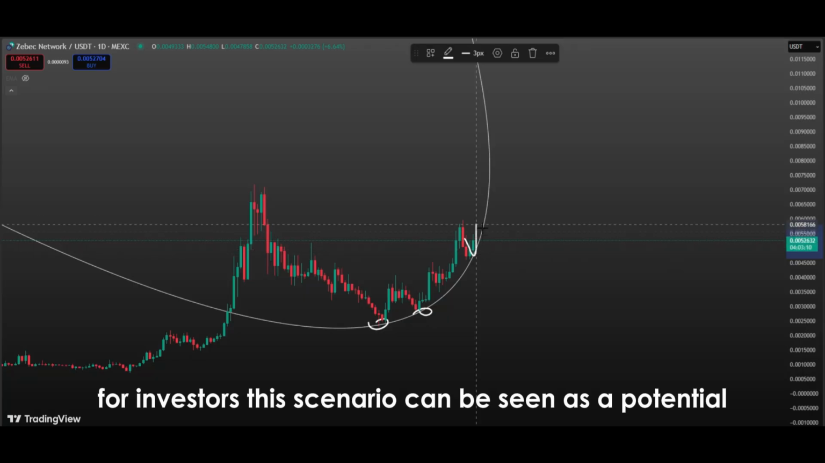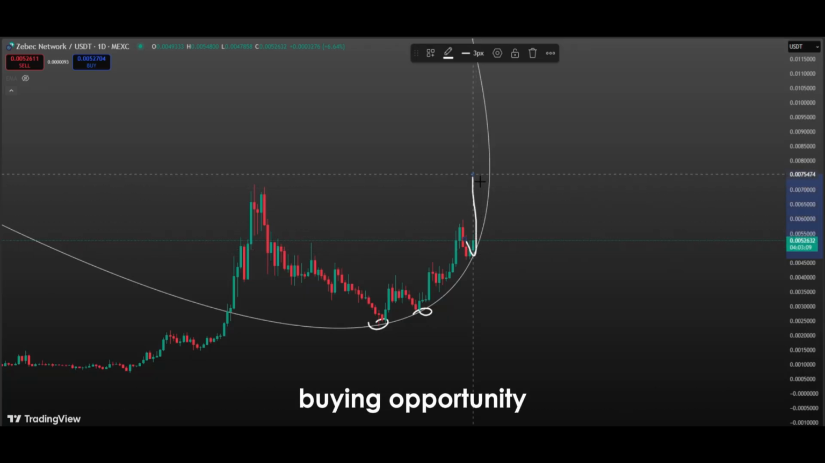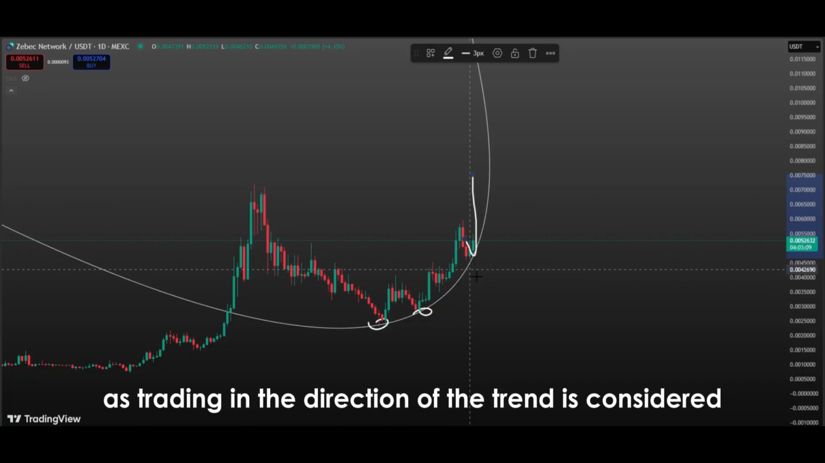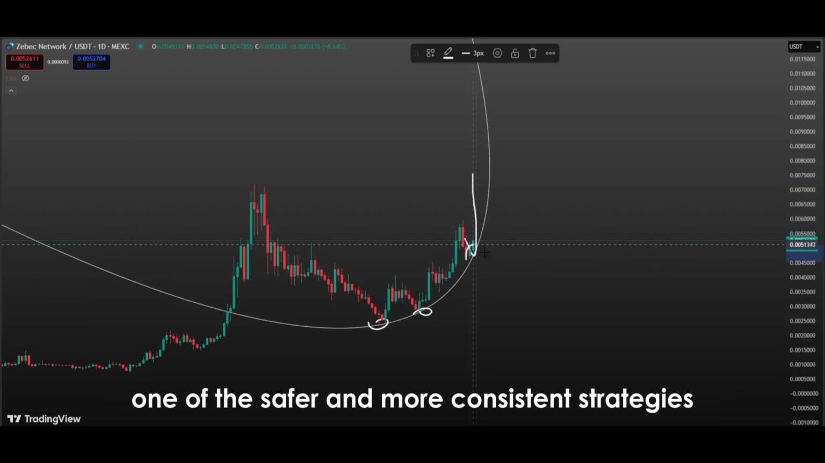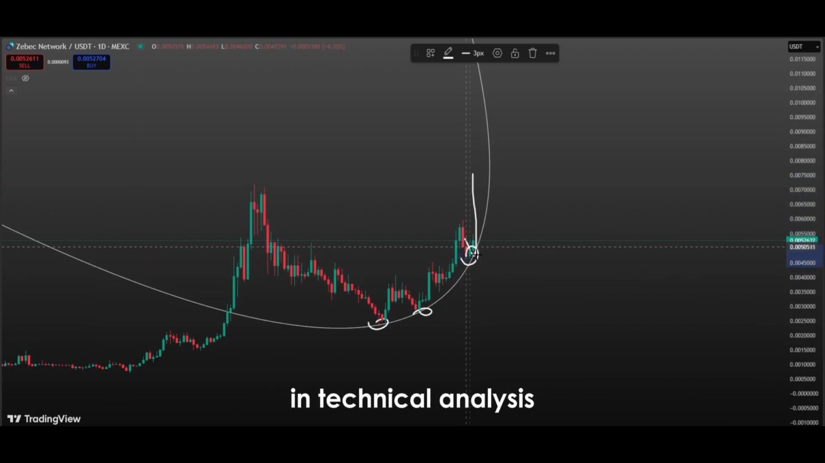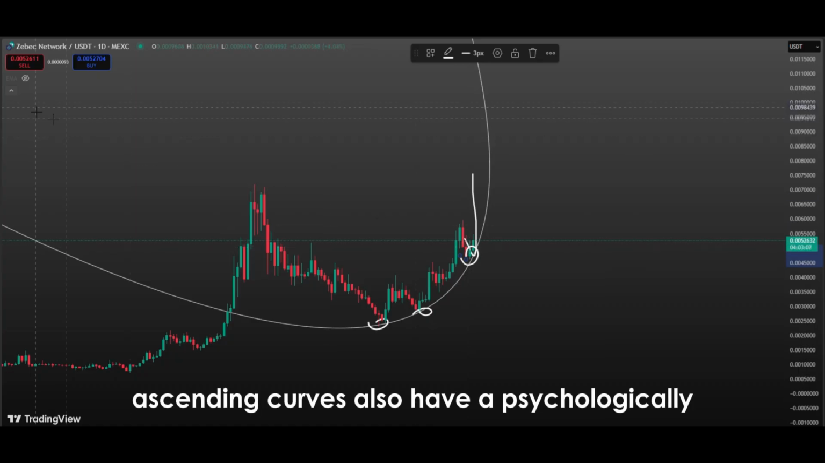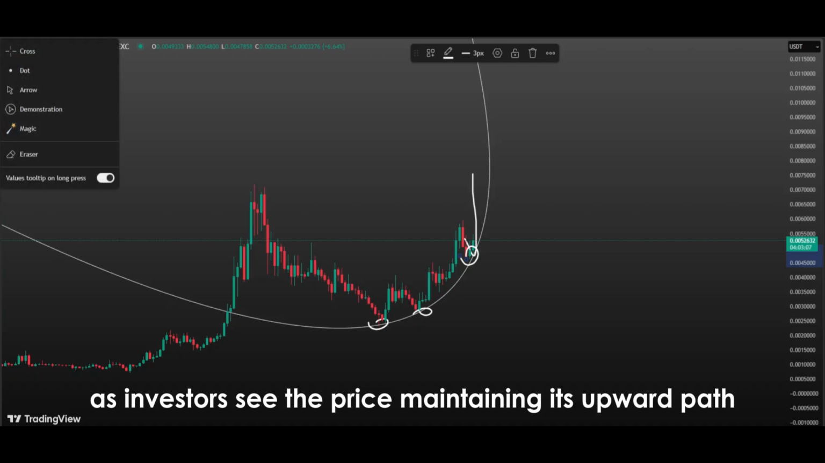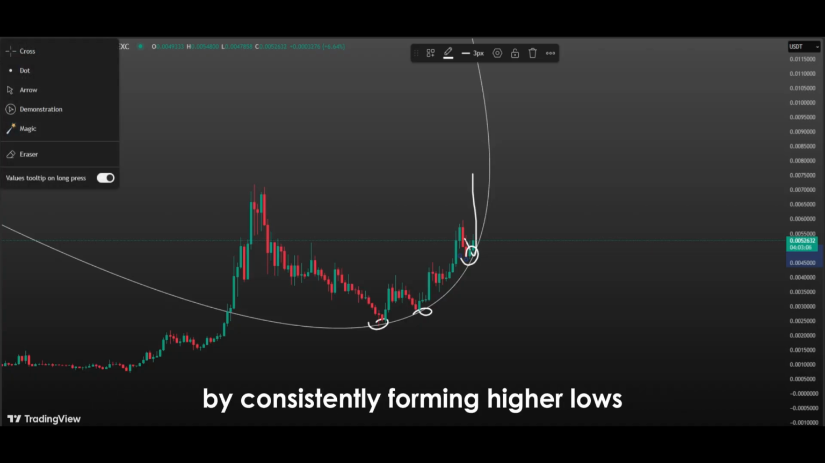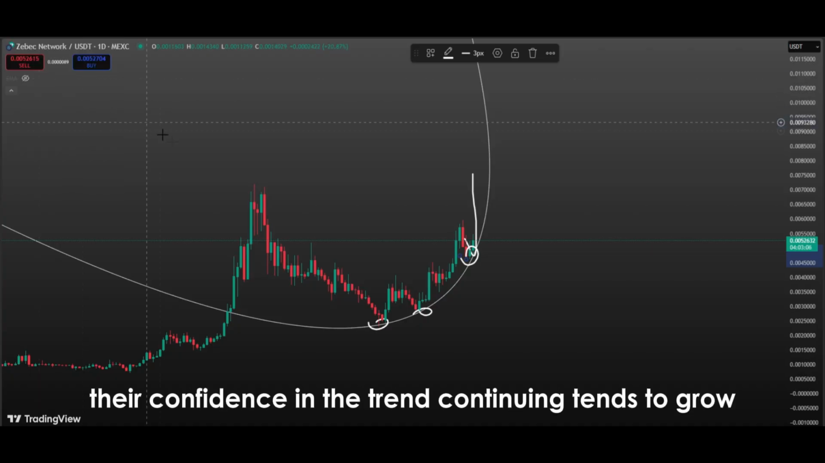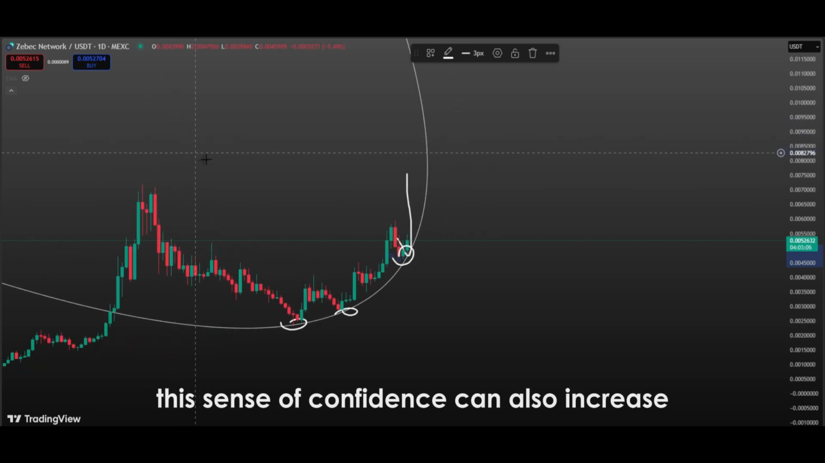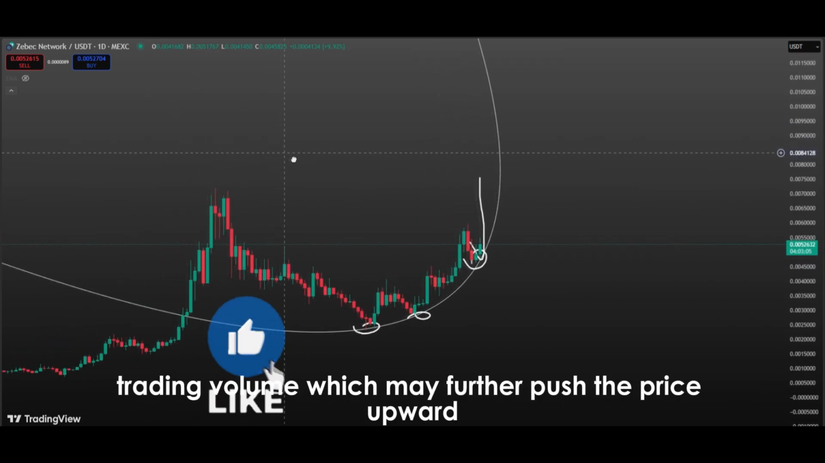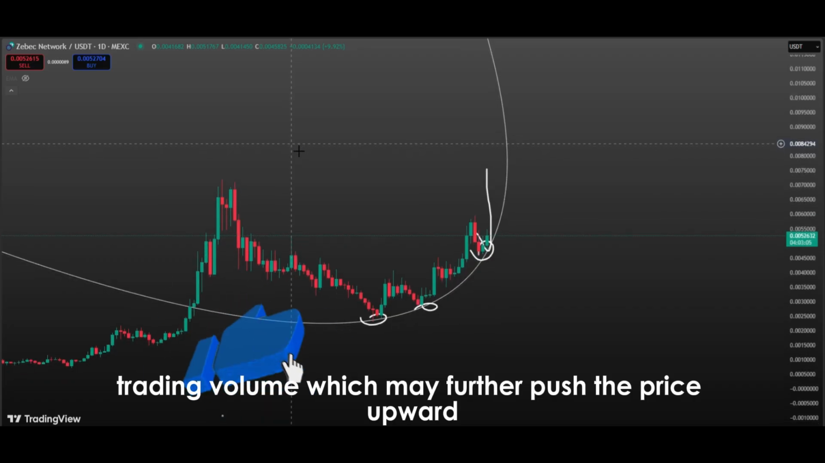For investors, this scenario can be seen as a potential buying opportunity, as trading in the direction of the trend is considered one of the safer and more consistent strategies in technical analysis. Ascending curves also have a psychologically positive impact. As investors see the price maintaining its upward path by consistently forming higher lows, their confidence in the trend continuing tends to grow. This sense of confidence can also increase trading volume, which may further push the price upward.